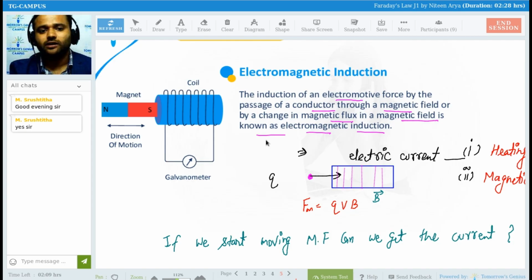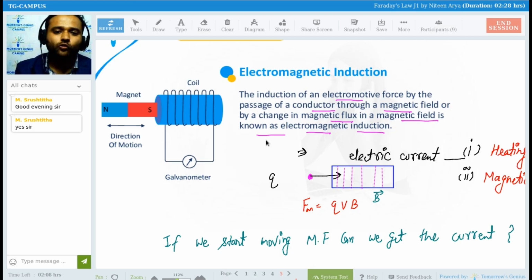Then there is also a production of current, which is seen in the galvanometer. And instead of a magnet, if I put an electromagnet, what is an electromagnet? Another coil which has a current. Any coil having a current is going to generate a magnetic field. So the main things are two: a magnetic field and a moving magnetic field. Simple. We don't need to find the cause of the magnetic field.